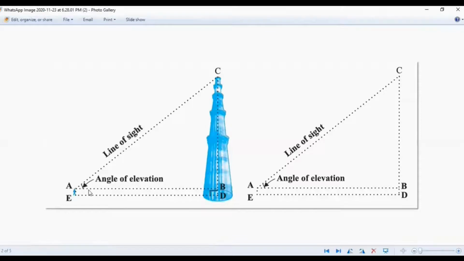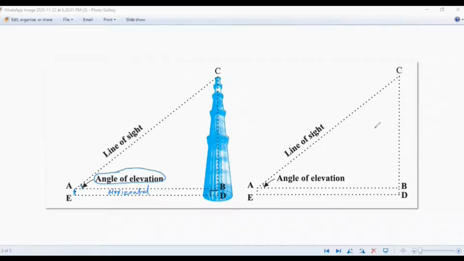You can see this AB in the picture, though it is not marked there. The line AB is called horizontal. Horizontal, we all know that, right? And the angle formed between this horizontal and the line of sight is called the angle of elevation. Angle of elevation, very important. Angle of elevation is the angle formed between the horizontal and the line of sight.